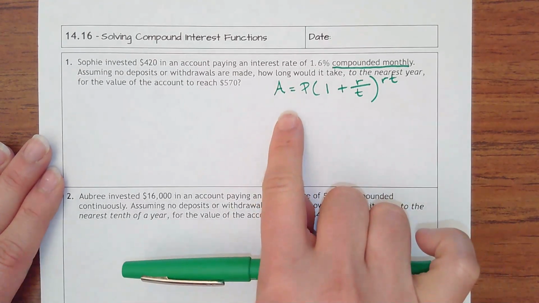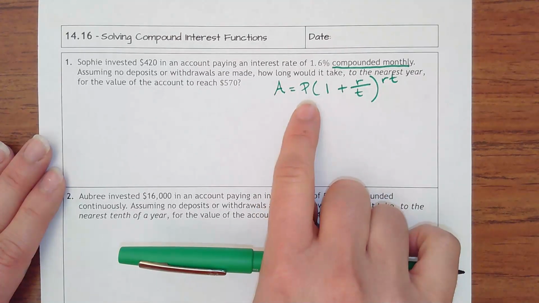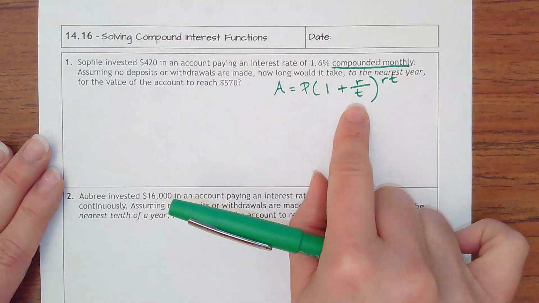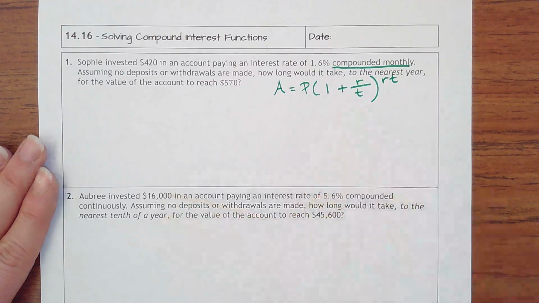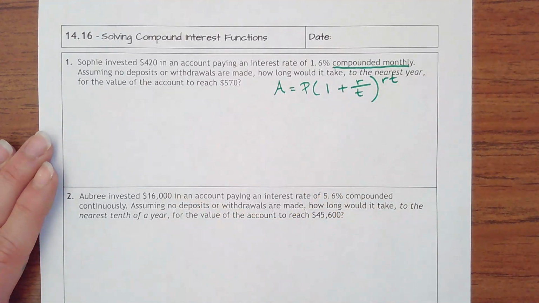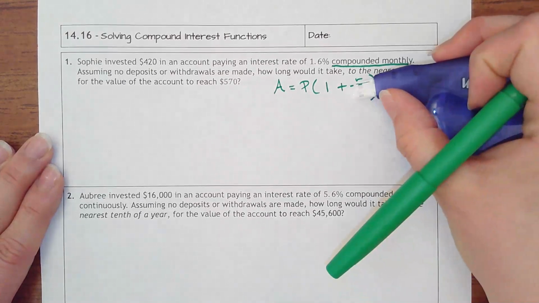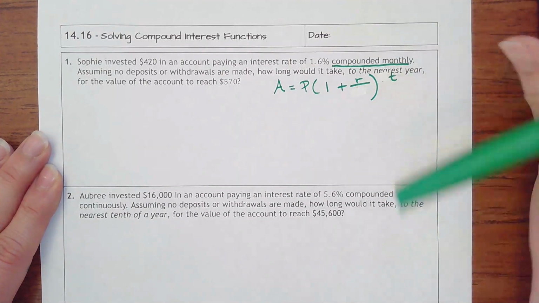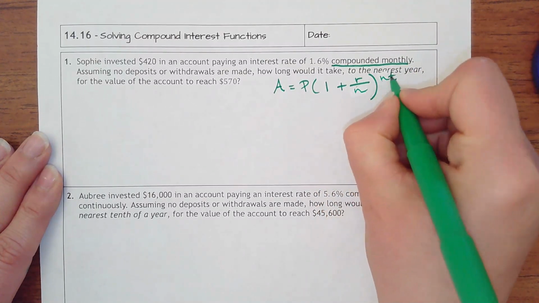So the compound formula is that the final amount equals the principal times 1 plus the growth rate, divided by, actually that shouldn't be t, that should be n, the number of times it's compounded, and then this should be n times t. I knew I was missing something here.